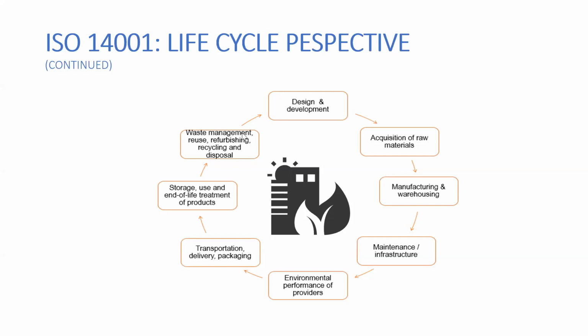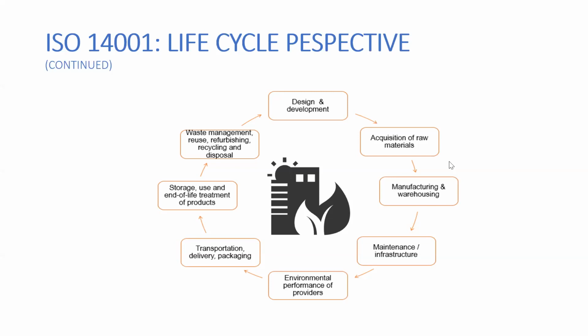If your product is being used, it is good for human consumption, or the wrapper or the packaging which is being used, is it possible that it can be recycled or refurbished or disposed of in an environmentally friendly manner? So all these things, from a life cycle perspective, we need to cover in our environmental management system, and we are also going to cover them in our environmental aspect impact analysis.